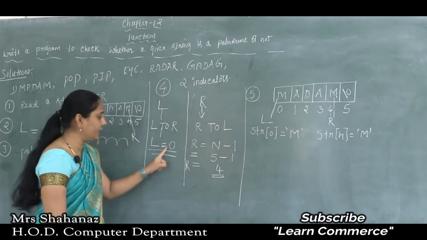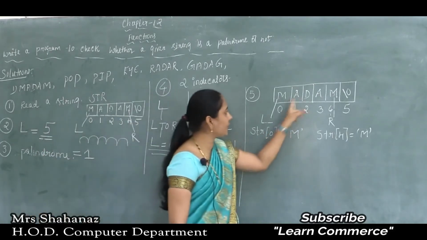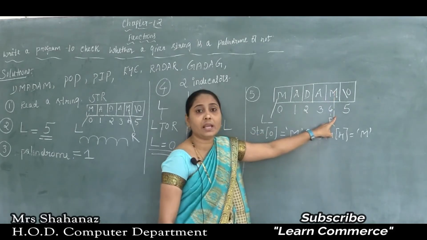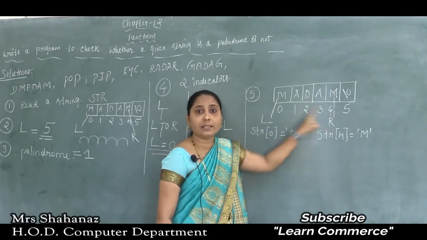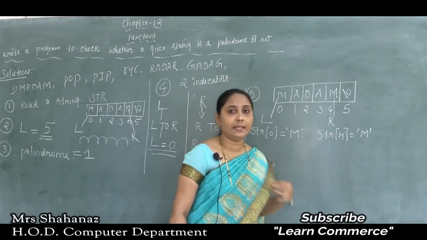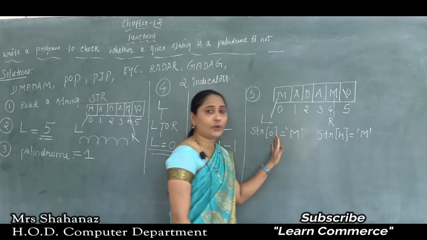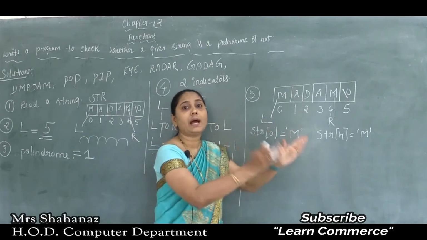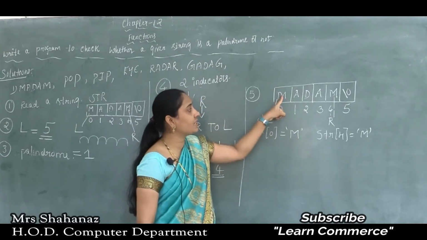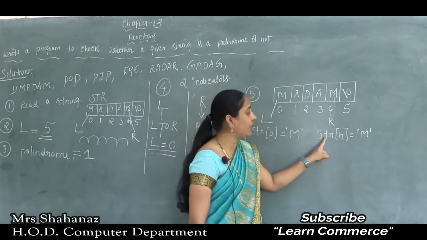We already got the L value is equal to 0, R value is equal to 4, and I already said the first one is called the L and the fourth position is called the R here. Now we know the left indicator value and the right indicator value. Now I am going to compare the first with the last value. So str of 0, in the 0 position what's the character? The character is M here, and then you have to take the str of 4.